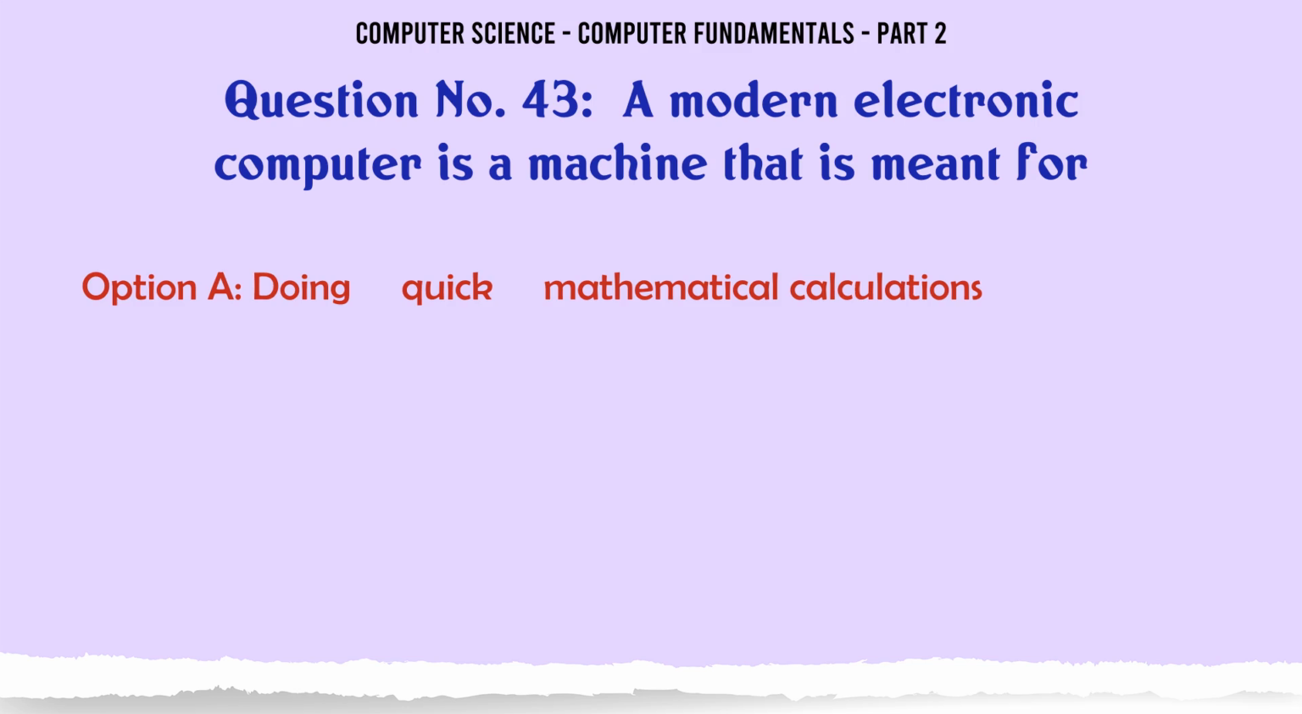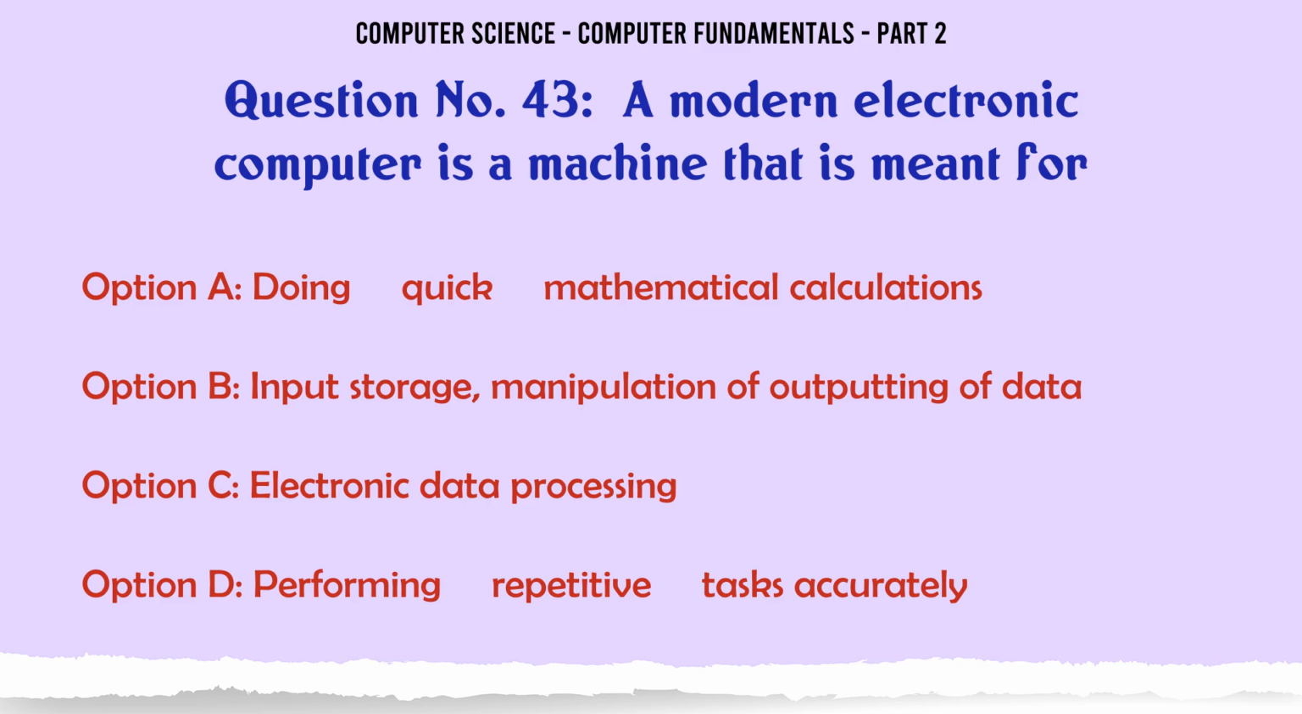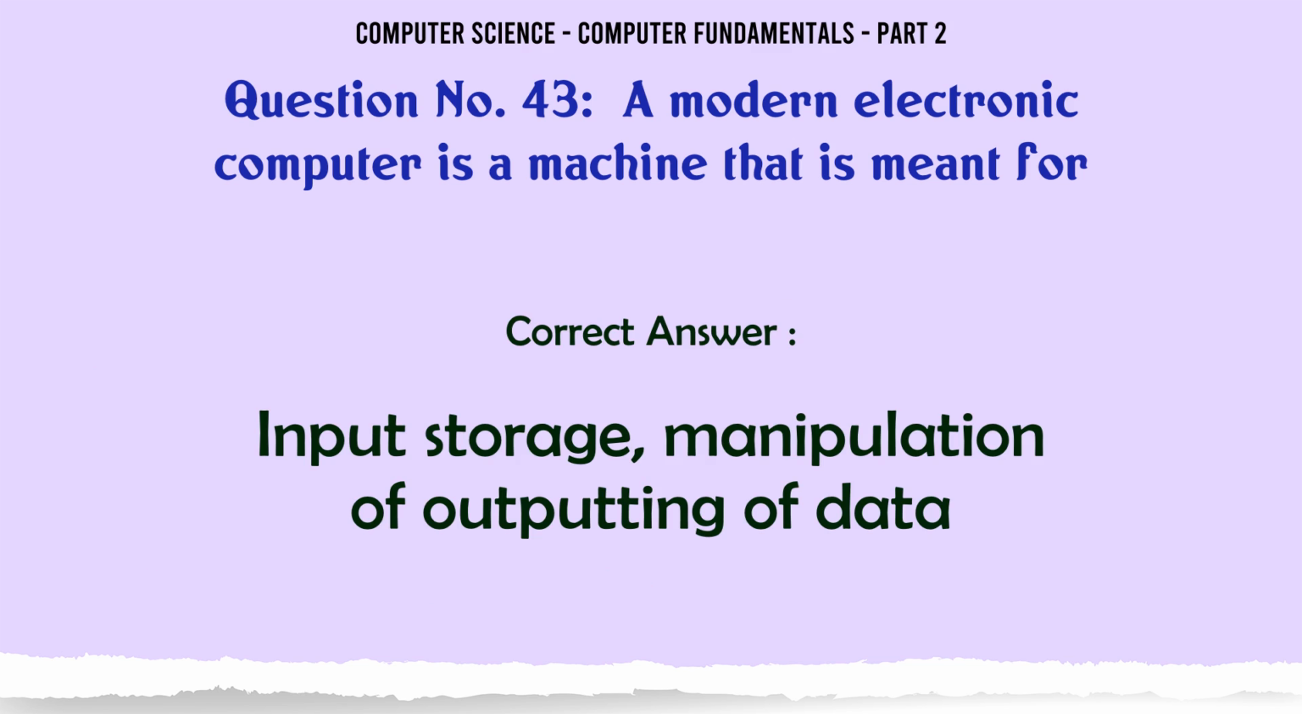A modern electronic computer is a machine that is meant for A. Doing quick mathematical calculations, B. Input storage manipulation of outputting of data, C. Electronic data processing, D. Performing repetitive tasks accurately. The correct answer is input storage manipulation of outputting of data.